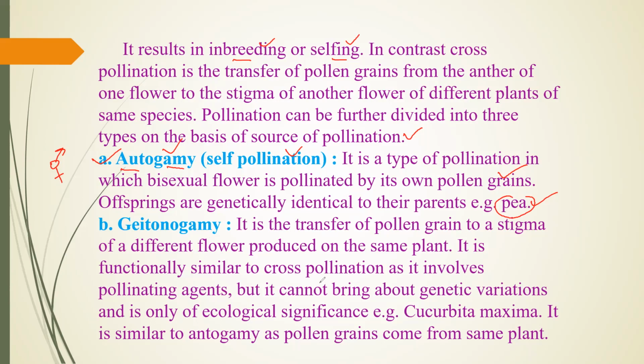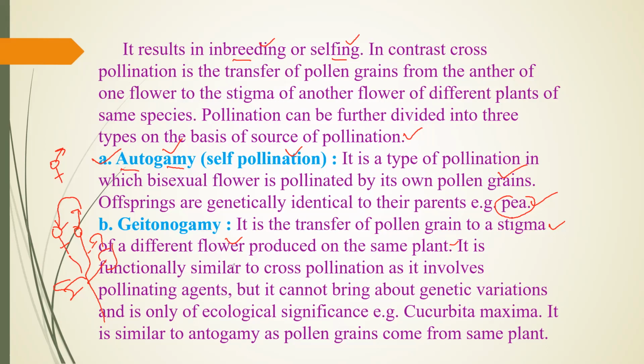Then geitonogamy. What does it mean? It is the transfer of pollen grains to the stigma of a different flower produced on the same plant. It means the flowers are unisexual. This is the female flower, and this is the male flower. But these two flowers are present on the same plant. So if pollen grains from here transfer to here, we call this geitonogamy, the transfer of pollen grains to the stigma of a different flower produced on the same plant.